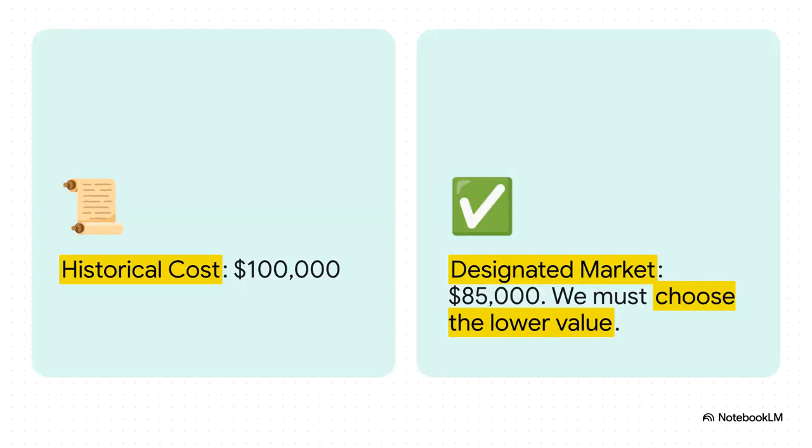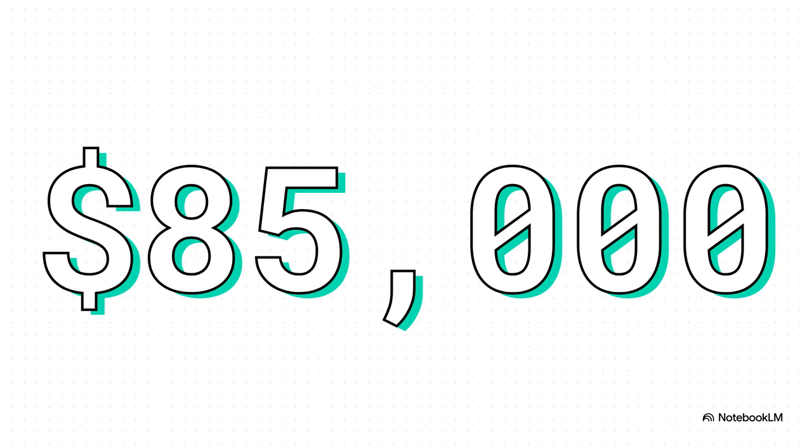And now for the final showdown. It's the main event. We take our original historical cost of $100,000 and we put it head-to-head with the designated market value we just found, $85,000. The name of the rule tells us exactly what to do, lower of cost or market. We pick the lower one. So our final inventory value is $85,000. That's the number that has to show up on the balance sheet. That original $100,000 cost, it's gone. If we kept it, we'd be overstating our assets, and that's a big no-no.